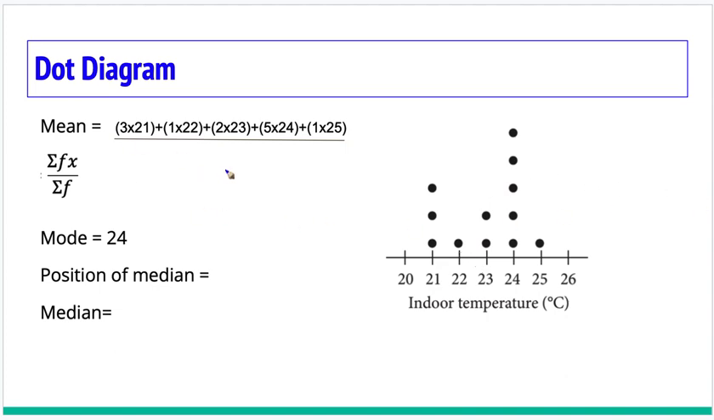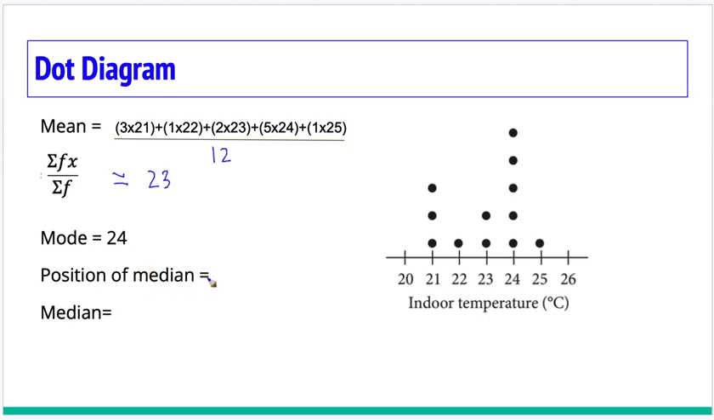Okay, divided by the total number of scores, which is the total frequency, by adding all the dots, there are 12 dots. So the mean is 23. So the numbers on the line are the scores. And the mode is the one that has the most number, which is 24.